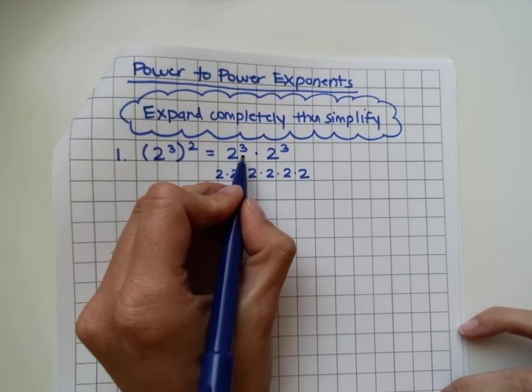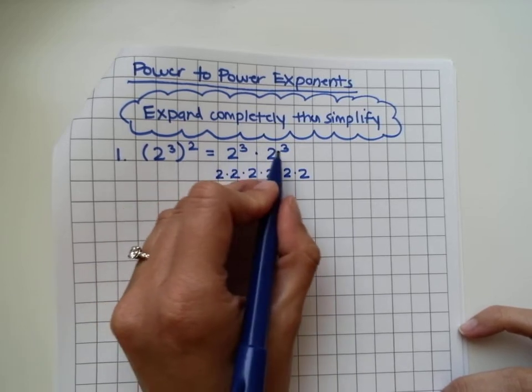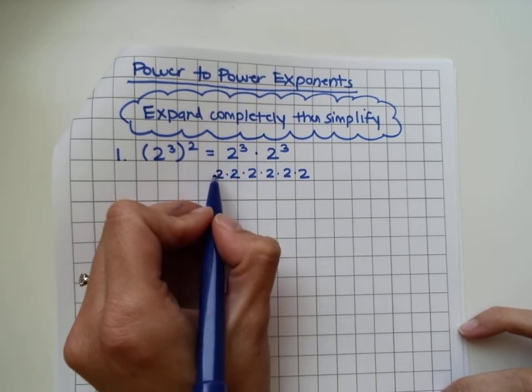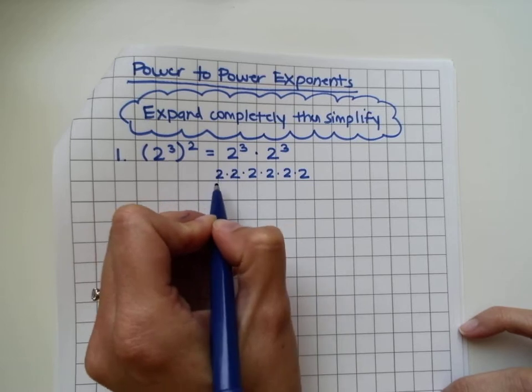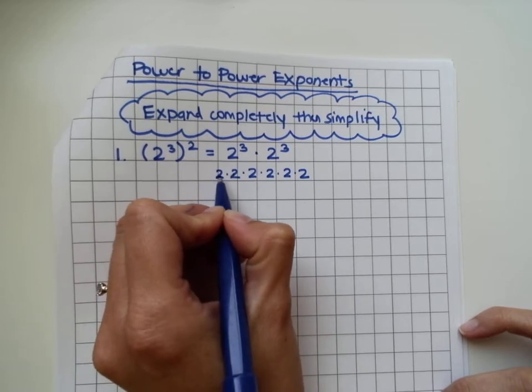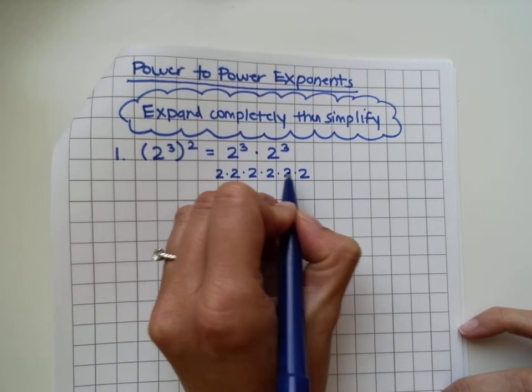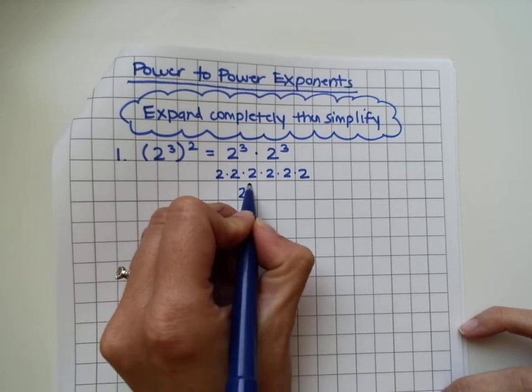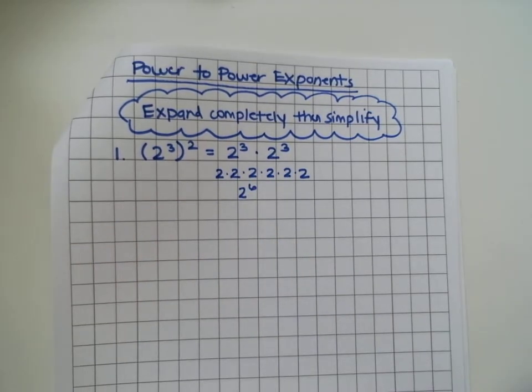Once you expand it the first time, then it's just what we did for multiplying exponents. So it's exactly what you've been doing. And then we're going to simplify. So 2 is being multiplied 1, 2, 3, 4, 5, 6 times. So this is 2 to the 6th power.